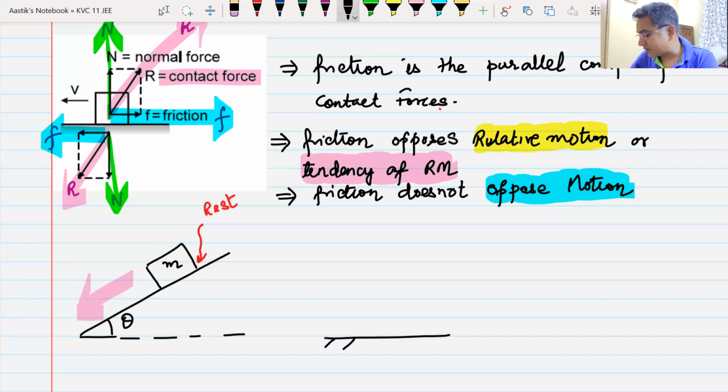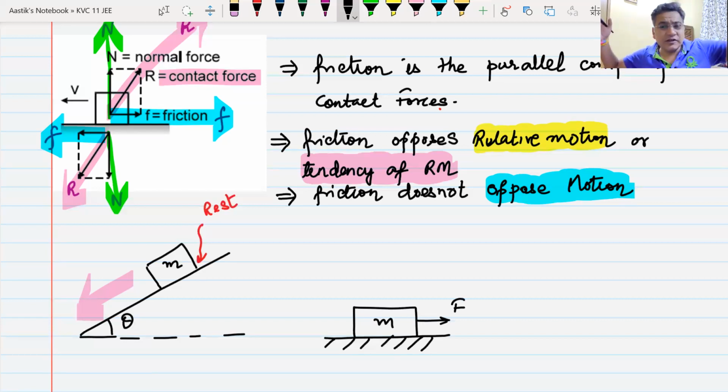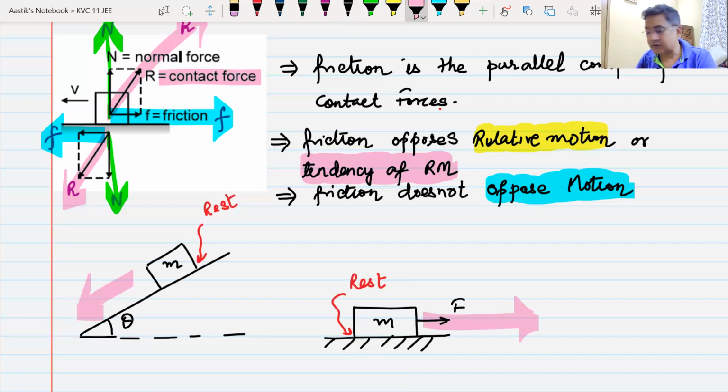A simpler example. I have a very rough floor and a very heavy block, a very huge almirah, and I apply a very small force F. It's a rough surface and I try to apply a force. It does not move. It wants to move, but it is at rest. Where does it want to move? It wants to move in this direction. So there is a tendency of motion in the right direction.